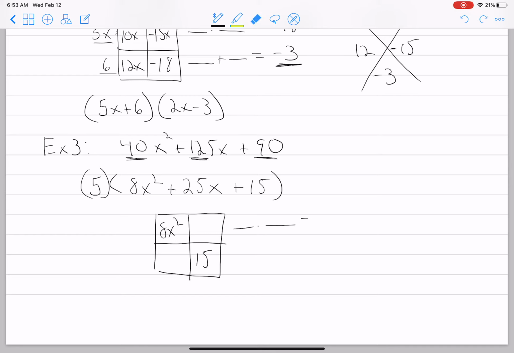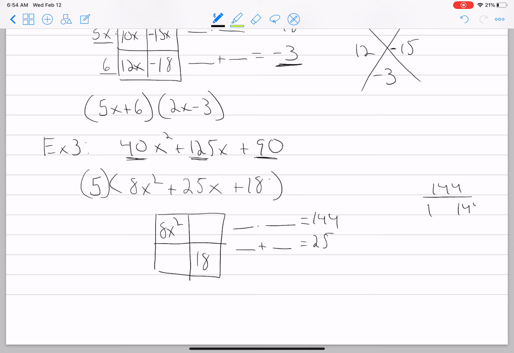Let me go back here and erase this. Hopefully you caught that as well. This should not be 15. This should be 18. Let me just double check that. 90 divided by 5. 18, yeah. This should be an 18. So 8 times 18 happens to be 144. And those two need to add to the middle term, which is 25. Right? So I'm going to start again with my factors of 144.